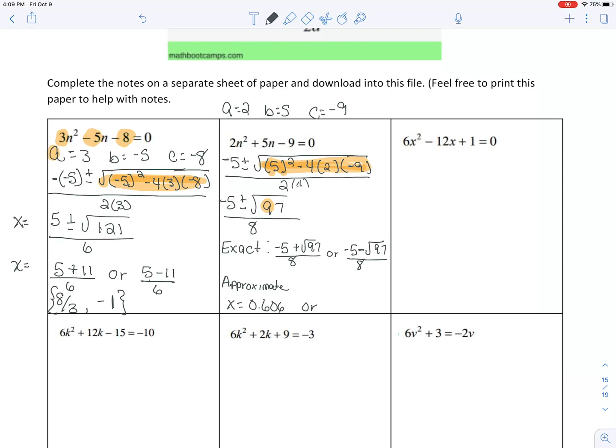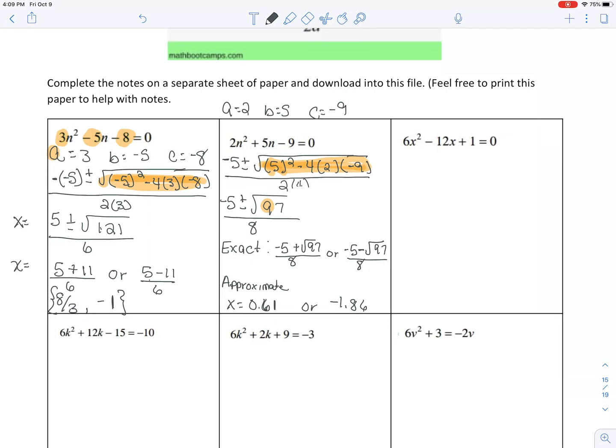And then I'm going to do the same thing again, but this time I'm going to do negative 5 minus the square root of 97. I'm going to press enter and then divide by 8. And that is negative 1.86. Generally, I'm okay with going to 2 places behind the decimal. So let's just say in this class we're going to round to 2 places behind the decimal, unless told otherwise.